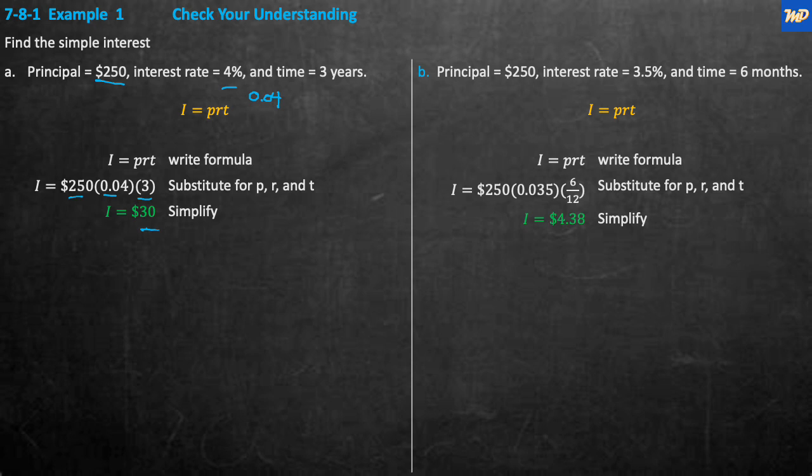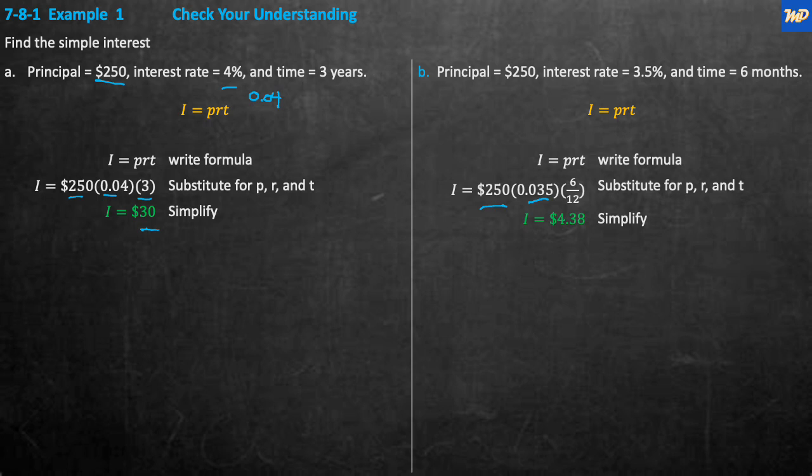On B here, principal $250, interest rate 3.5%, and the time is 6 months. Same formula. I is PRT. So we'll say I is equal to 250, same as the previous problem. This time the interest rate is 3.5%, not 4%, so it's 0.035. It's a little different. And the time is 6 months.